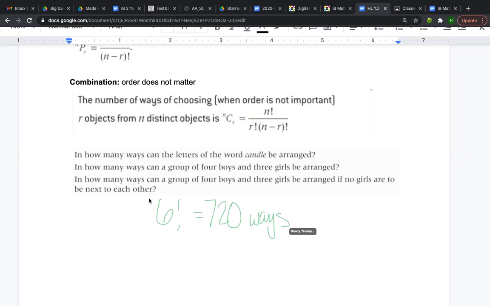The second one asks, in how many ways can a group of 4 boys and 3 girls be arranged? So in this case, we're just left with 7 factorial because there's 7 children. The gender doesn't matter. It's just putting them in any order whatsoever. So we have 5040. Your calculator can also do factorials for you, but just keep in mind, sometimes you might have to do them by hand.